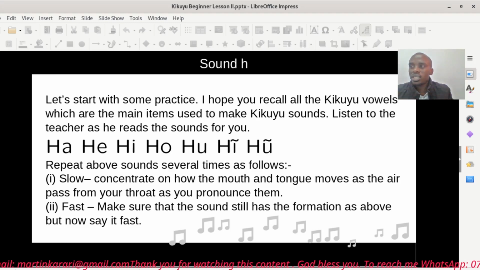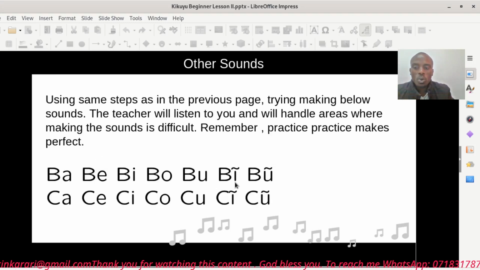So let's just go to the next. We have fa. Remember, in the Kikuyu language, you don't have letter F and letter V, okay? They are replaced with letter B, okay? So this one here will be read as ba. So this is fa, fe, fi, fo, fu, fe, fo. An example of a word is baba, dad.